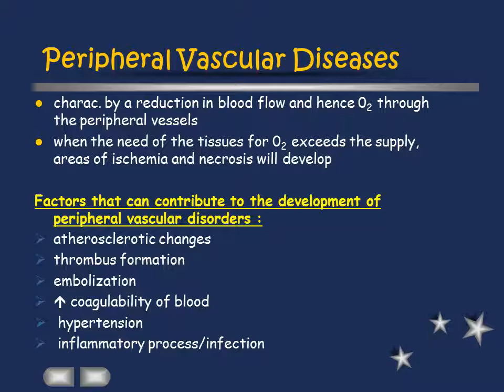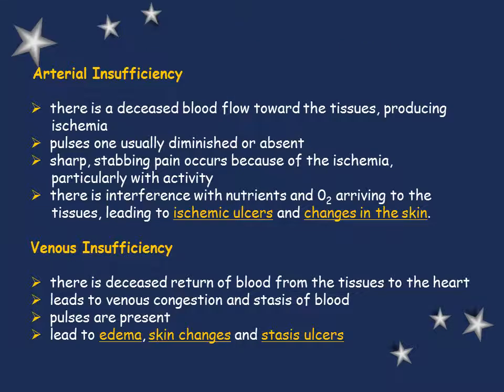coagulability of blood, hypertension, inflammatory process, that is infection. Then arterial insufficiency, in that there is decreased blood flow towards the tissues producing ischemia. Pulses are usually diminished or absent. Sharp stabbing pain occurs because of the ischemia, particularly with activity. There is interference with nutrients and oxygen arriving to the tissues, leading to ischemic ulcers and changes in the skin.